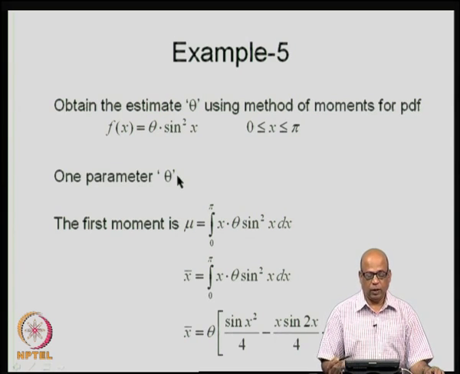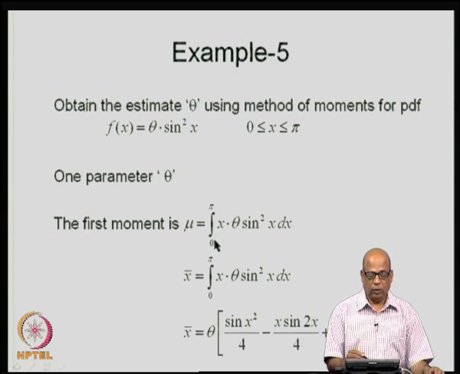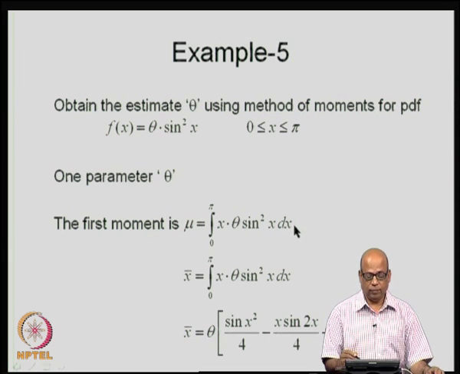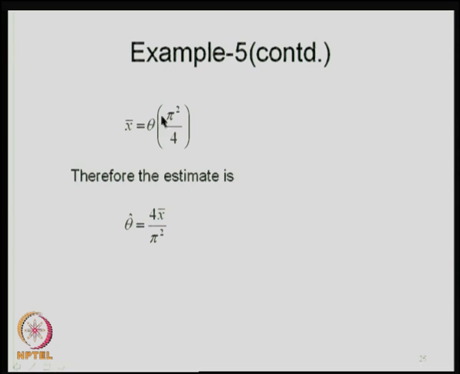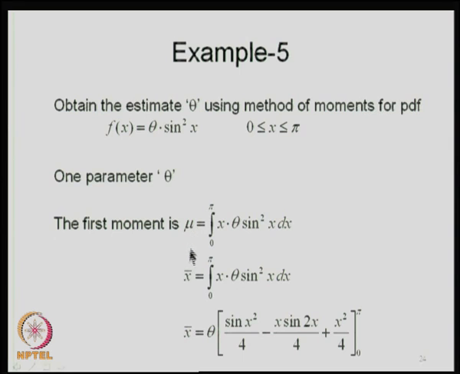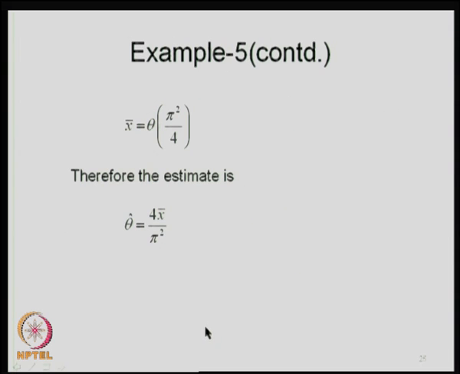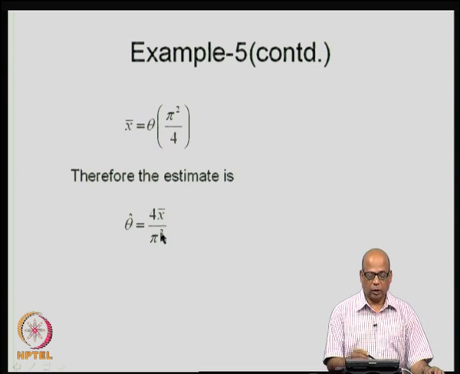So, again we will take the first moment. The first moment of this would be the integral from 0 to pi of x into f of x, which is theta sin square x dx. Again we integrate by parts; you can either use MATLAB or simply integrate it by parts. You will get x bar is equal to theta times sin x square by 4 minus x sin 2x by 4 plus x square by 4, between 0 and pi. So, that turns out to be x bar is equal to theta pi square by 4. Remember here we said x bar is an estimate for mu, and therefore we get theta cap. So, theta cap will be 4 x bar by pi square.